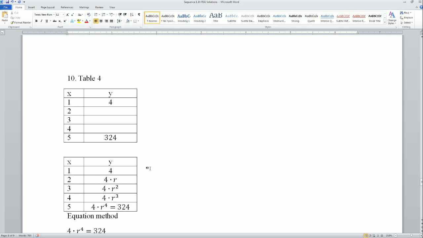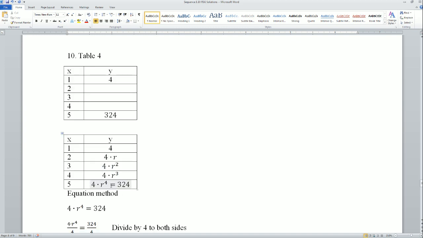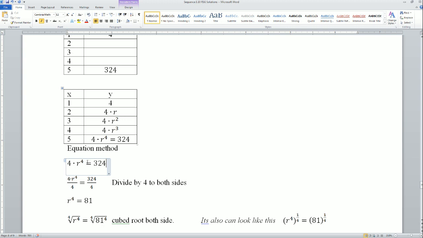Again, I'm following the same format. I'm using the equation format: 4 times r, 4 times r squared, 4 times r cubed, 4 times r to the power 4 is equal to 324. So here's the equation: 4 times r to the 4th power is 324. Divide by 4 on both sides. I am left with r to the 4th power is equal to 81.